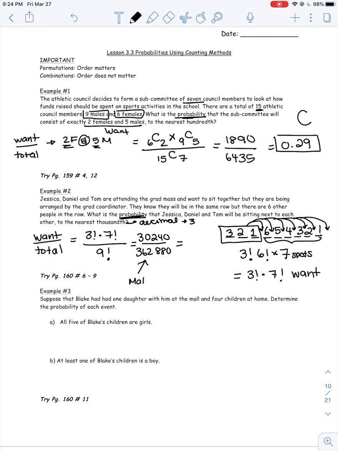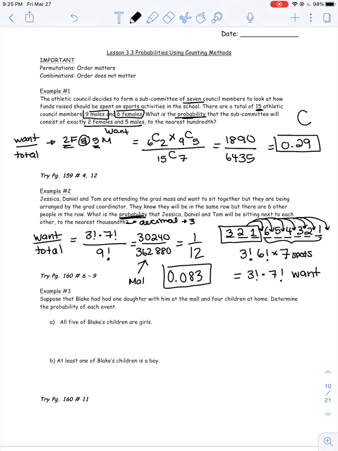Okay, so 30,240 divided by 362,880 gives me, so it should be math, enter, enter. It should have been 1 over 12, which they want to the nearest 3 decimal places, so you would have to write the answer as 0.083. So that's the answer that they were looking for.